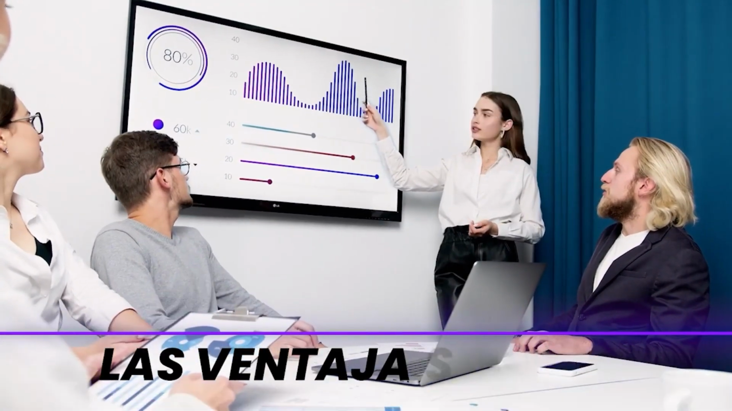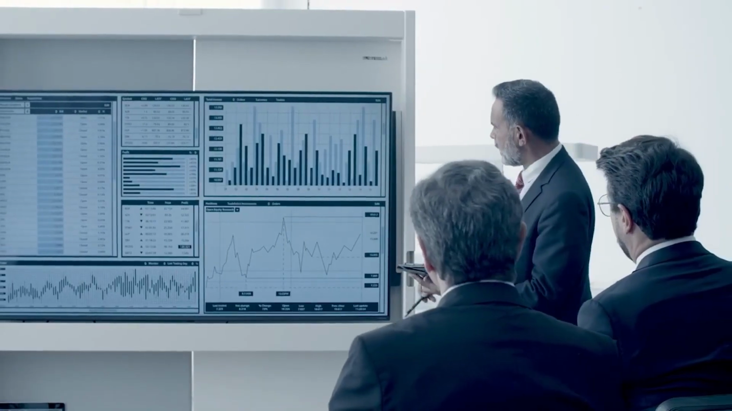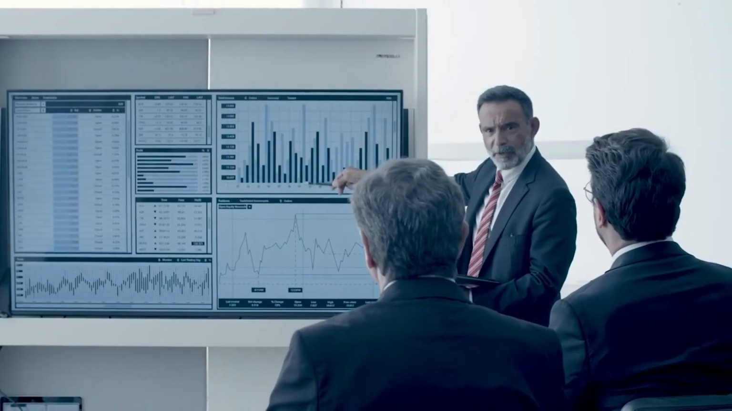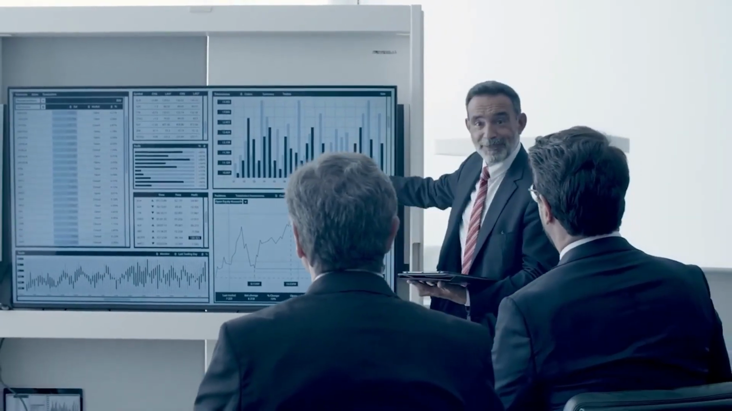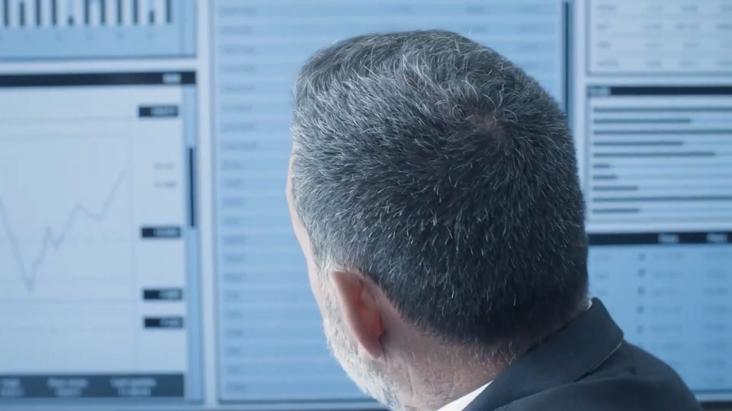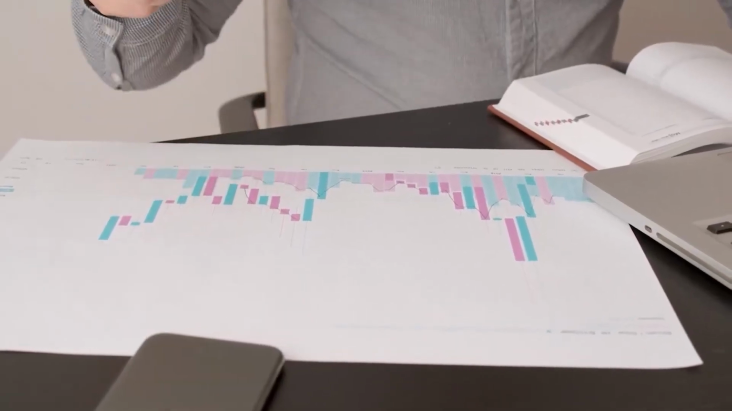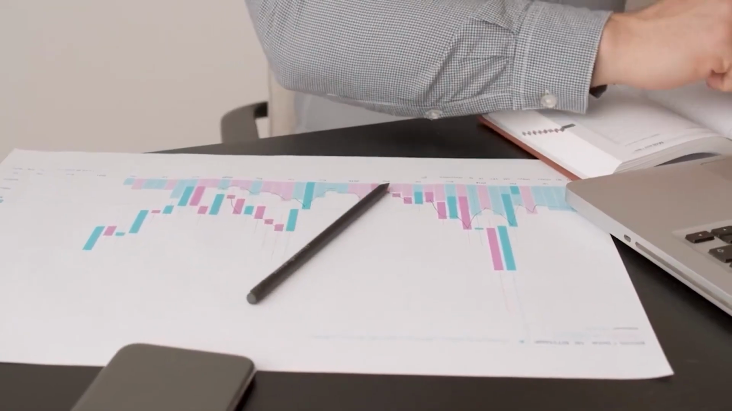One of the main advantages of DCA is that it eliminates the need to predict market behavior. This obviously reduces the stress and anxiety associated with investing, since you won't have to worry about buying at the so-called right or perfect moment. And furthermore, by investing regularly, you can take advantage of market fluctuations to your benefit, buying more shares when prices are low and fewer when they are high.